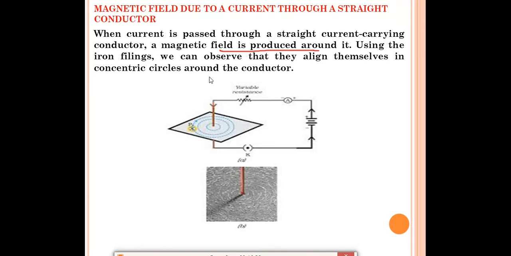And how can we see this? By using the iron filings. In this they have used the iron filings, this black type of structure you can see in this diagram. These are the iron filings, and we can observe that they align themselves in concentric circles around the conductor. When you use the iron filings, the iron filings will align themselves in concentric circles like this around the current carrying conductor. Since the current carrying conductor is behaving like a magnet, a magnetic field is produced. So whenever you bring some iron filings near to that, the iron filings will align themselves in concentric circles.